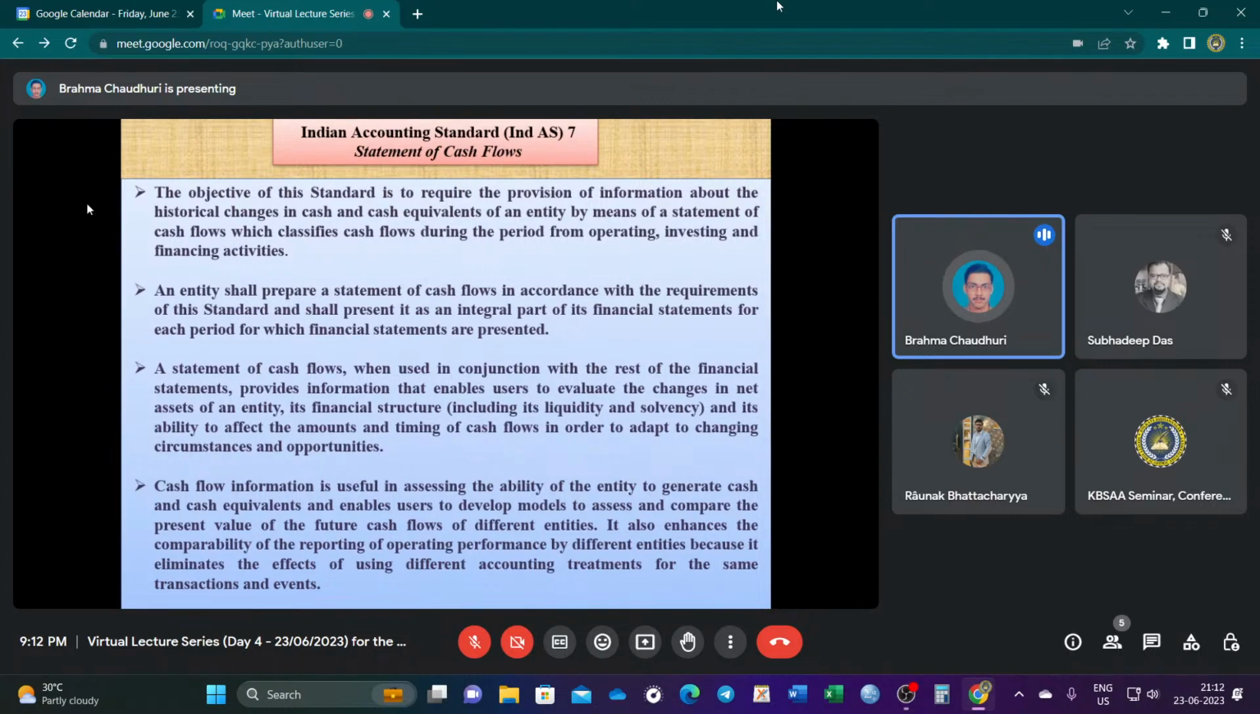Furthermore, it also enhances the comparability of the reporting of operating performance by different entities because it eliminates the effects of using different accounting treatments for the same transactions and events. There may be certain non-cash transactions, certain paper transactions. All those non-cash transactions will be eliminated, and the focus will be on the cash profit, that is the cash operating profit, and how much of it has been generated during a particular period. Comparison may be made between the firms, and which firm is more efficient can be determined.